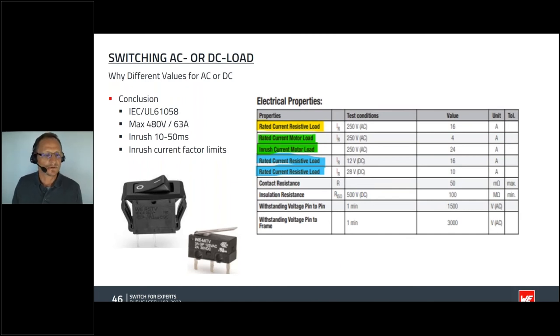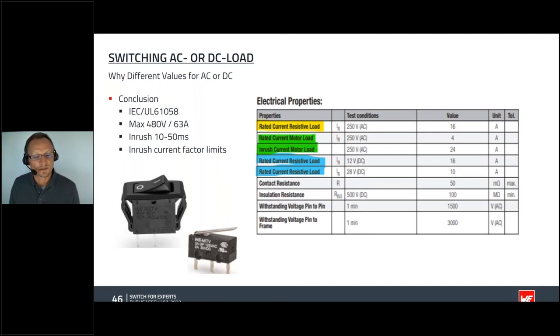Just looking at the first one, we see here 16 amps at 250 volts for pure resistive load. In green, then, the rated motor load is only 4 amps, since there is reactive power that we have to respect, while the inrush current here looks fairly high with 24 amps, but this is not lasting very long. And for DC, we know that we have to avoid arcs and spikes, which occur much more likely under DC.